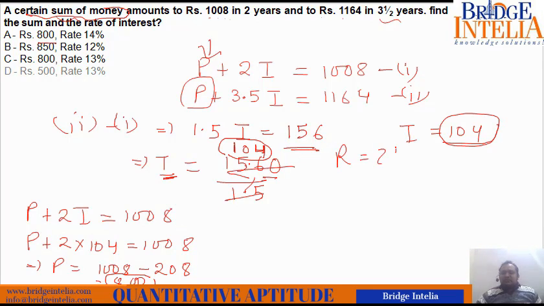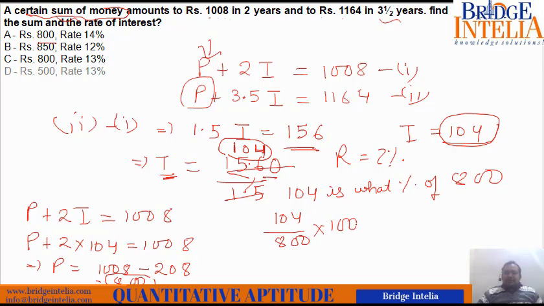Rate is equal to what percent? So you have to ask, 104 is what percent of 800? So 104 by 800 into 100. These two zeros cancel. Both these are multiples of 4. So 26 by 2 comes out to be equal to 13%. So money, sum 800, rate 13%. So this is the correct answer. Let's move to the next one.